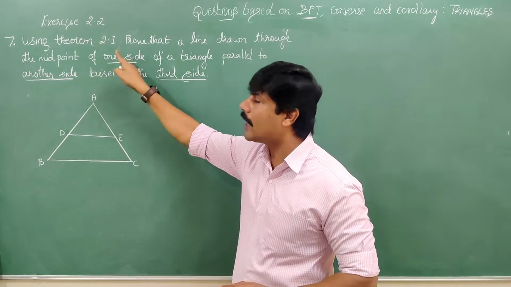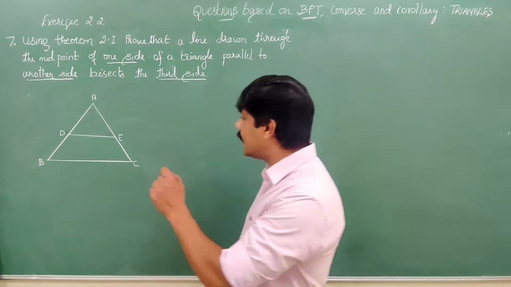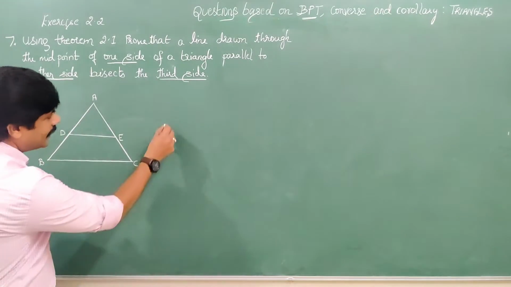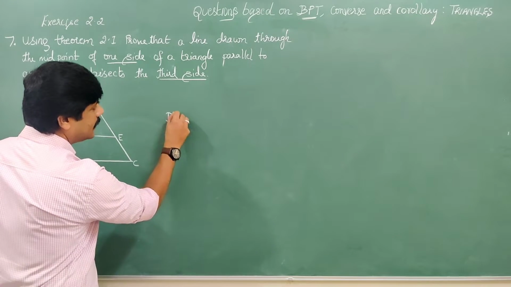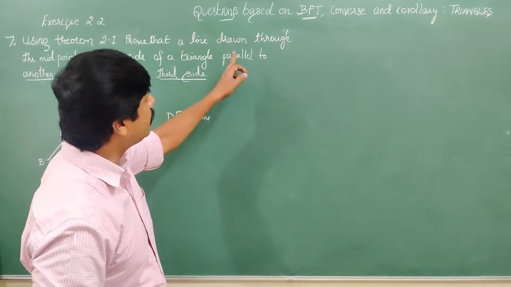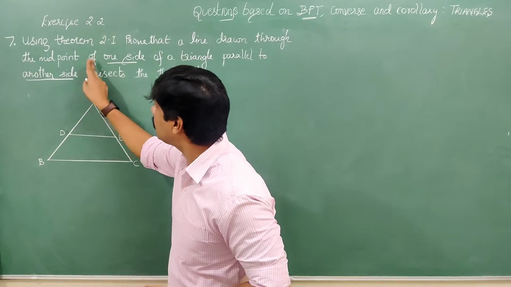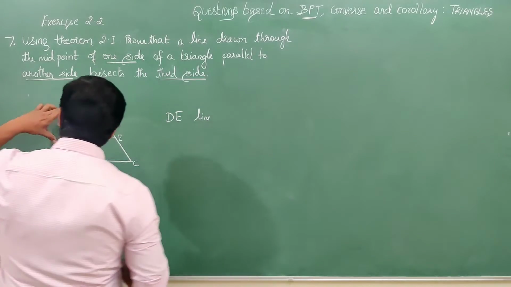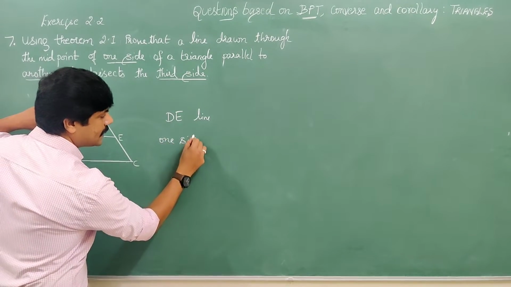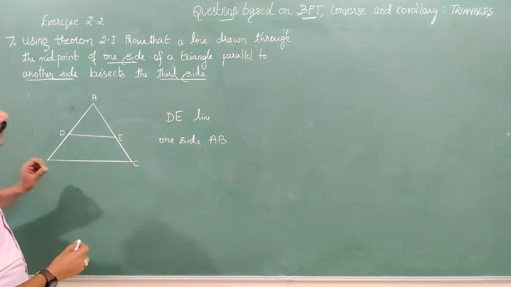Using theorem 2.1, prove that the line, which is the line here in this triangle, see, the line is DE. DE is the line. The line drawn, how is it drawn? Through the midpoint of one side. How many sides are there? One side, that is AB.